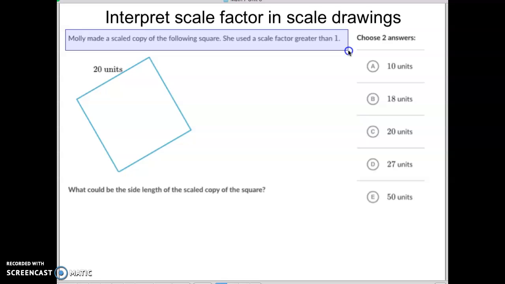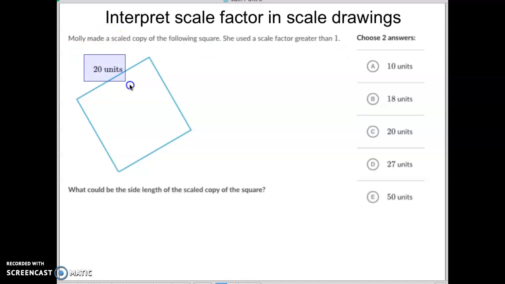First of all, I want you to think about scale factor. Remember, scale factor is what you multiply the thing by. So, if we multiplied 20 by 1, the number would stay the same, correct? 1 times 20 is 20. It stays the same. If we multiply by a number greater than 1, let's pick a number like 2, 20 times 2 is 40. That number 40 is bigger than 20.